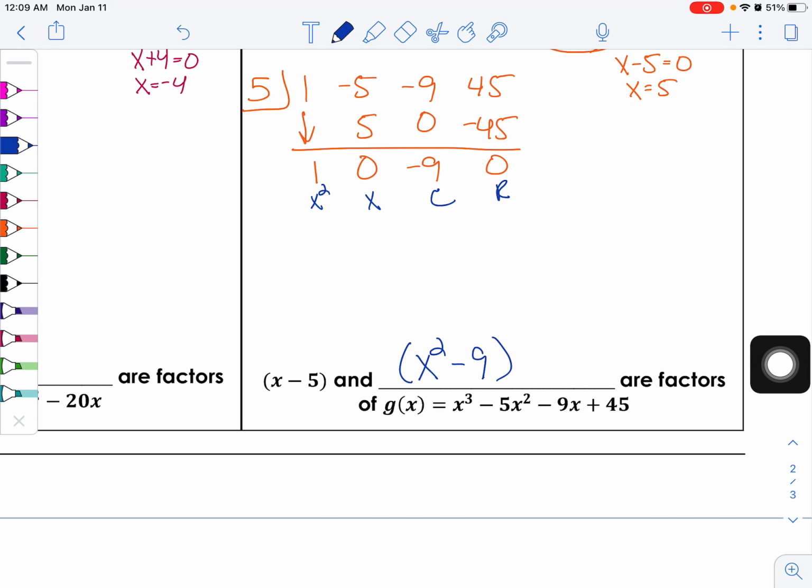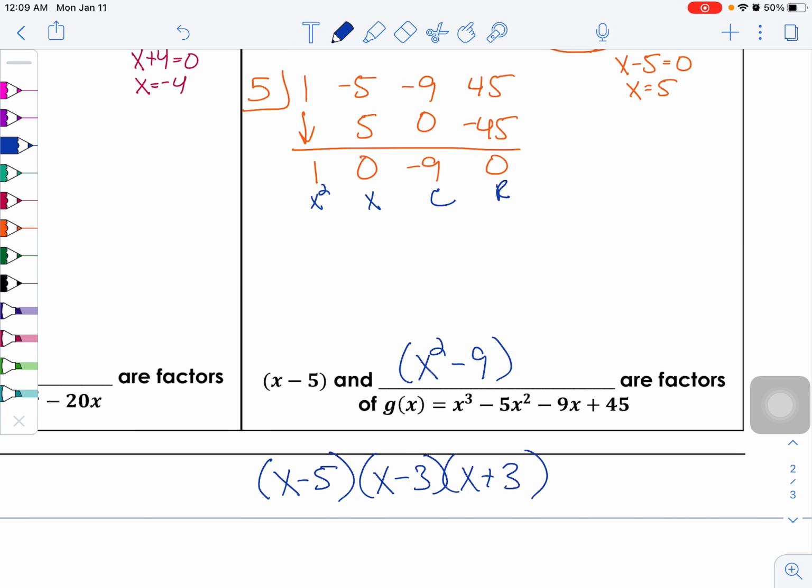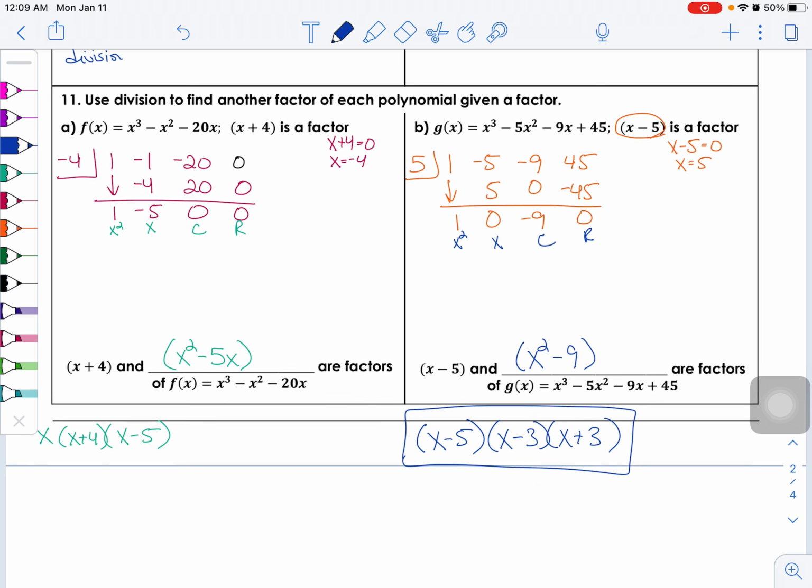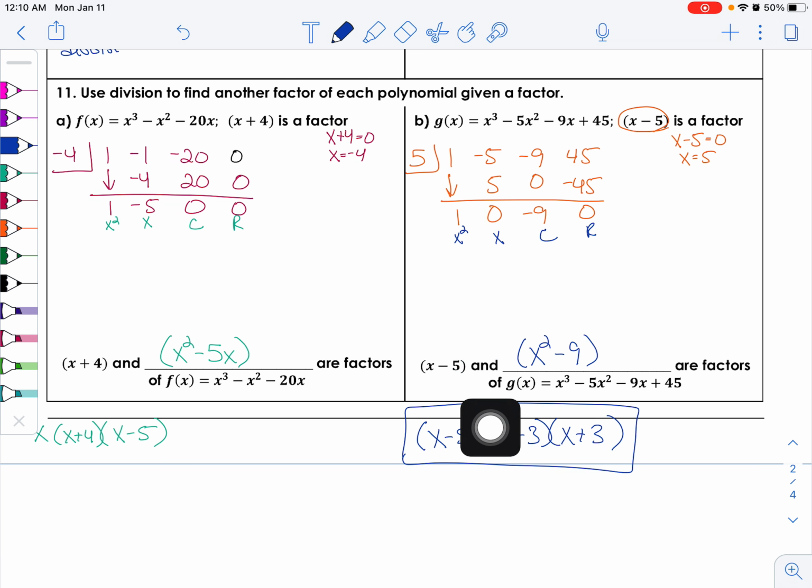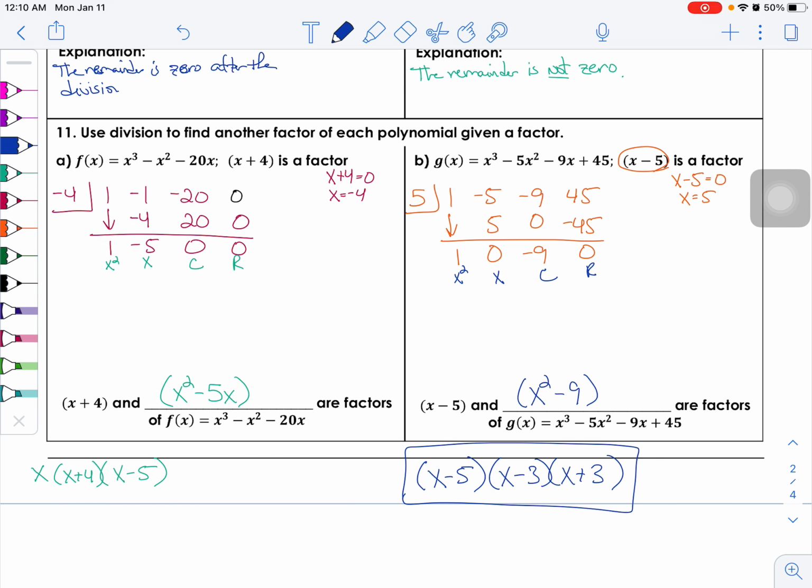Now, keeping in mind what we've done before with our factors, we need to factor this further. All right, so it's going to be x minus 5. This is a difference of perfect squares. So x minus 3, x plus 3. And those are all of the factors for that problem. So if you can factor it further, take it all as far as you can when you get to the end here with this division. But you need to start with knowing what one of your factors is and then get to the rest of them. All right, that is the end of this for factor theorem for right now.